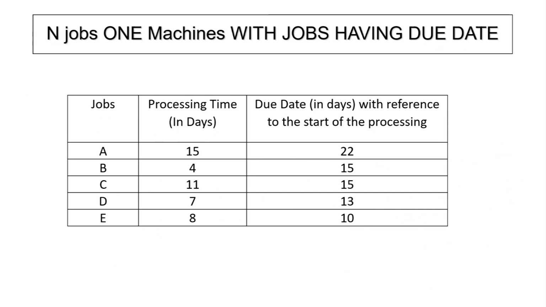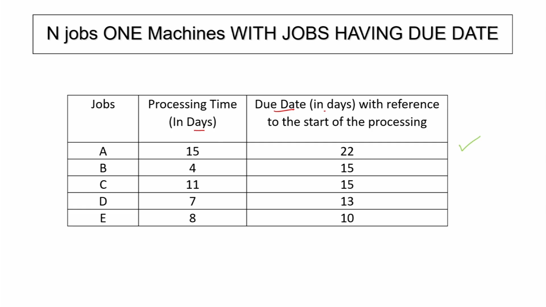So, this is the example we are taking. We are taking 5 jobs, A, B, C, D and E, and we have the information about them. We have the processing time and the due date for them. Now we have to try the various sequencing rules to see how the jobs should be sequenced, so that I can improve my performance.